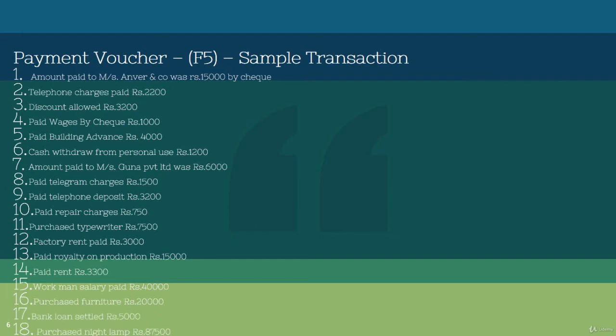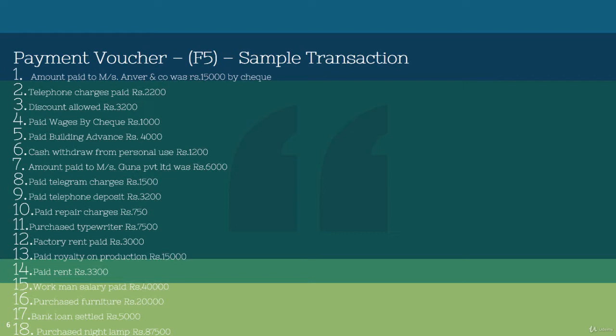The second sample transaction: telephone charge 2,200, discount allowed 3,200, paid wages by check 1,000, paid building advance 4,000, cash withdrawn for personal use 1,200, amount paid to Guna Private Limited 6,000, paid telegram service 1,500, paid telephone deposit 3,200, paid repair charge 750, purchased typewriter 7,500, factory rent paid 3,000, paid royalty on the production 15,000, paid rent 3,300, workman salary paid 40,000, purchased furniture 20,000, bank loan settled 5,000, purchased night lamp 87,500.